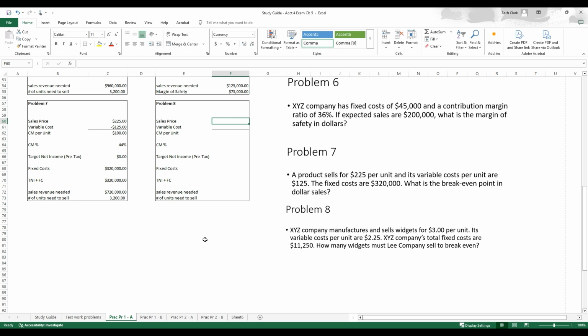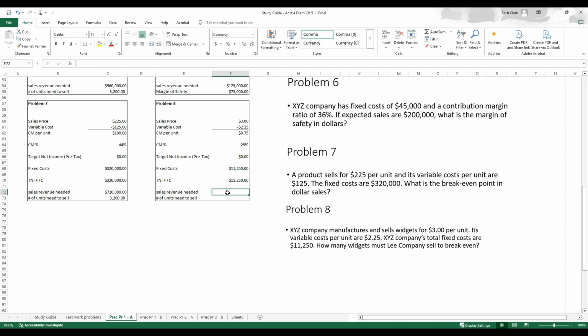Okay, so problem number 8. We've got $3 in sales price and $2.25 variable cost. That means our contribution margin is 75 cents per unit. Again, we'll get our ratio there, 25%. We're just doing break-even, so zero target net income. We've got 11,250 in fixed costs.